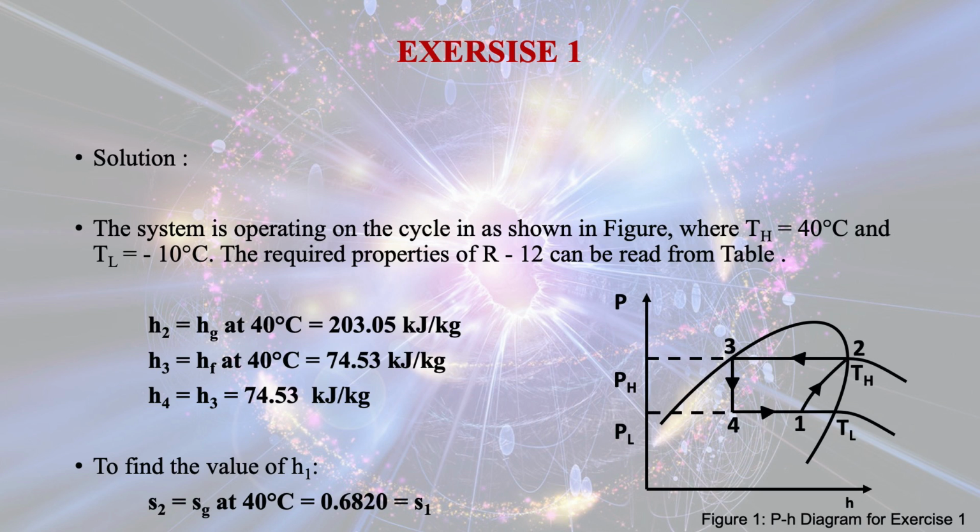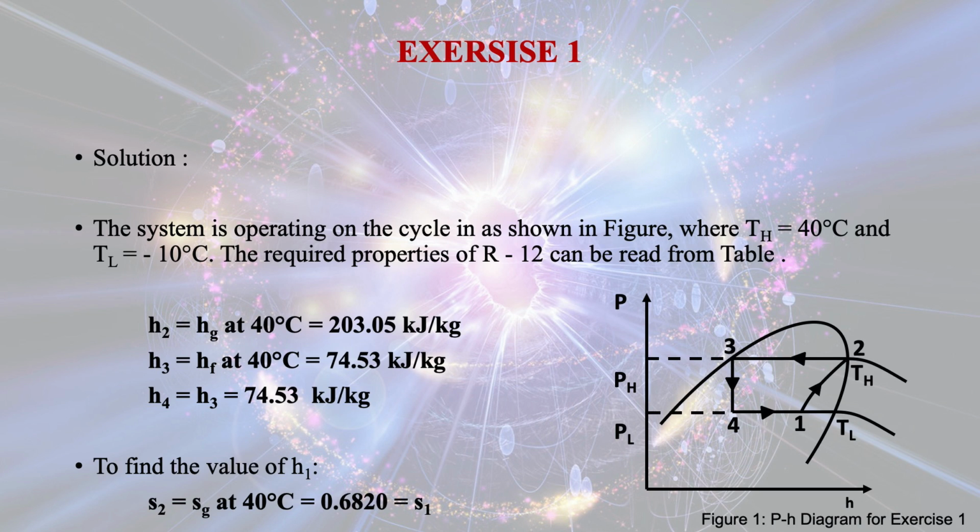Now, how to calculate the enthalpy at the point 4? That you have already calculated, because in the expansion process, the enthalpy remains same. So H3 is equal to H4. Now how to calculate the enthalpy at this point 1? Because 1 to 2 is the isentropic process, so entropy at the point 2 is equal to the entropy at point 1.